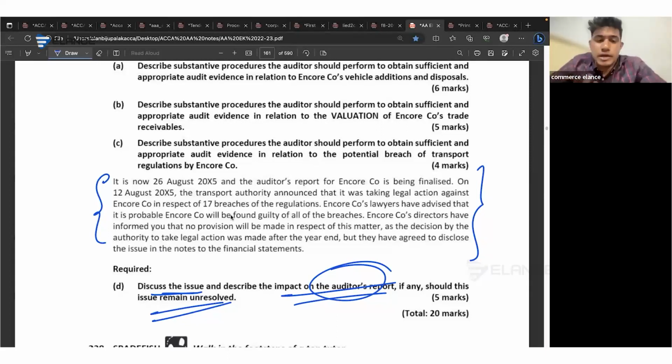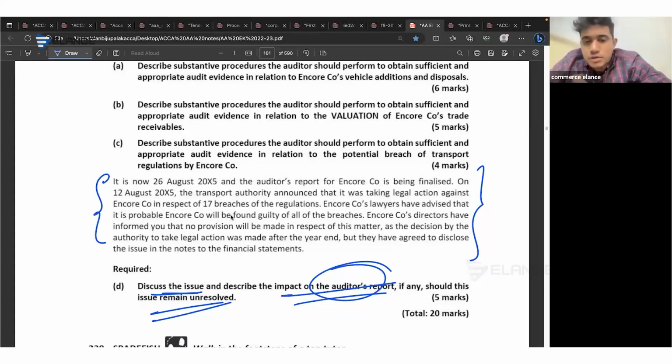Encore Company's lawyer has advised that it is probable Encore will be found guilty of all of the breaches. Encore Company's directors have informed you that no provision will be made in respect of this matter, as the decision by the authority to take action was made after the year end. But they have agreed to disclose the issue in the notes to the financial statements. So they have told us that it's after the year end.